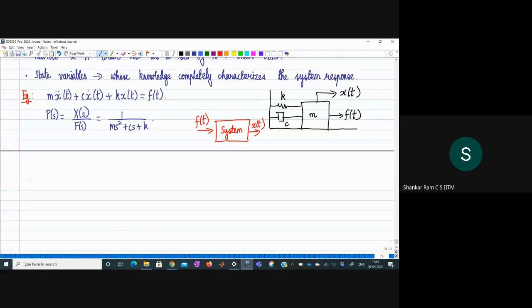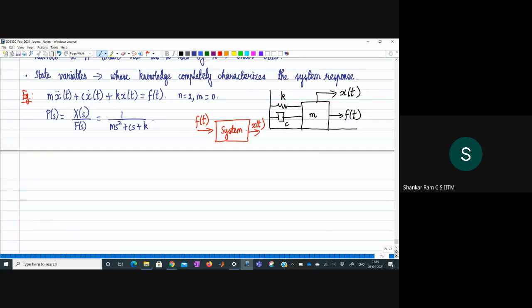Now what do we do to write down the state space representation of the system? Please note that the value of n as far as this governing ordinary differential equation is concerned is 2, and the value of m is 0. If you recall, n is the order of the highest derivative of the output term in the governing ordinary differential equation, and m is the order of the highest derivative of the input term in the governing ordinary differential equation.